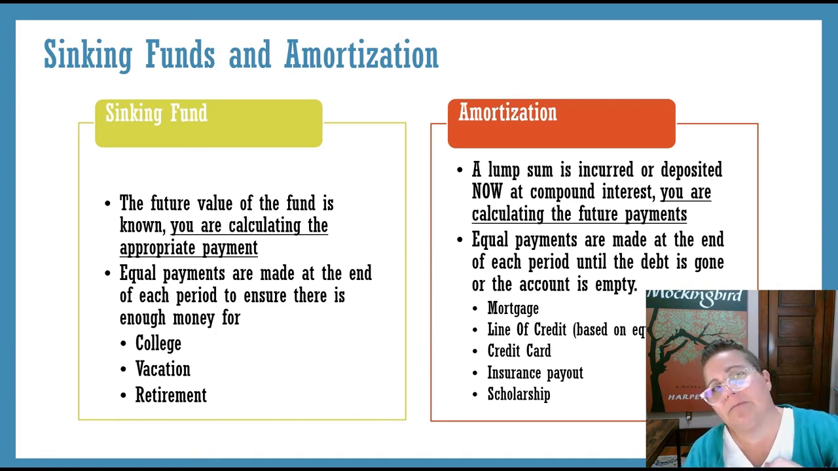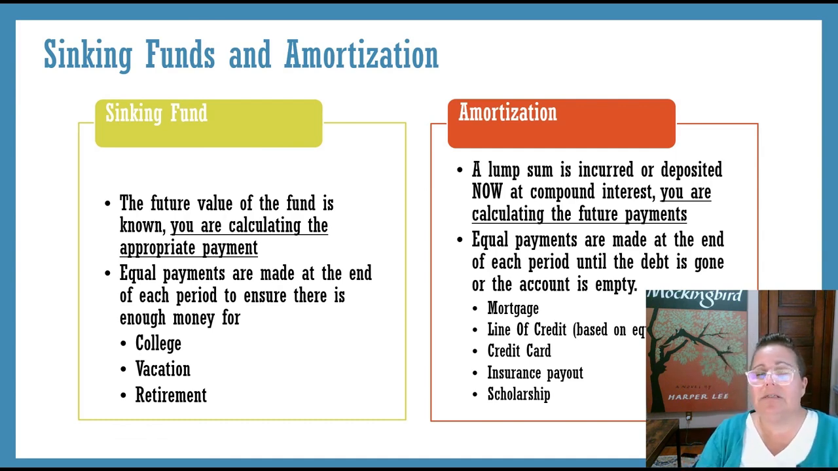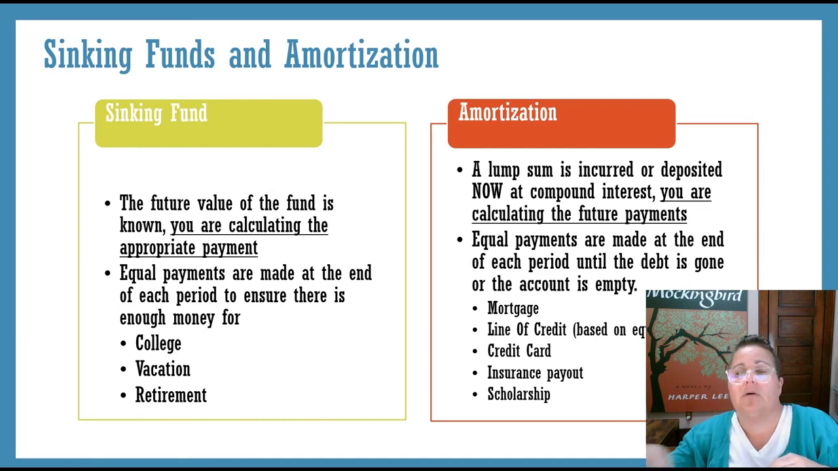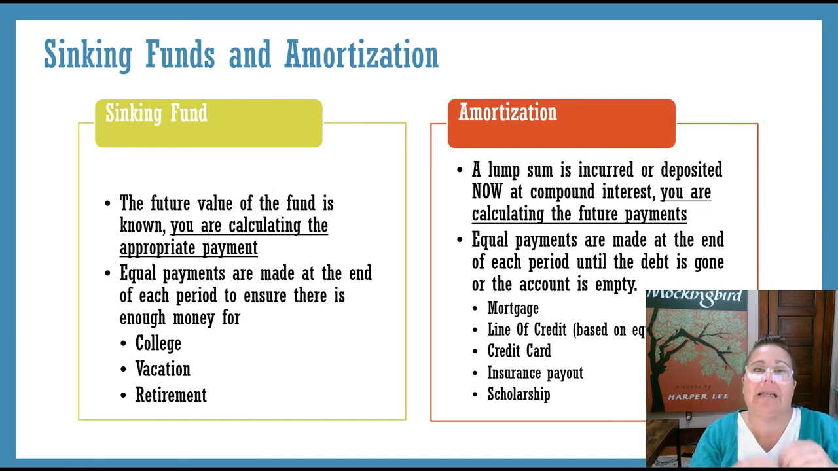The other one is an amortization. Now, an amortization is a lump sum that's incurred or deposited in the present that gets paid off or paid out over time. Equal payments are made at the end of each period, because all of this is ordinary, until the debt is gone or the account is empty. Most of us know amortization in terms of debt. You amortize your car loan or your home loan.